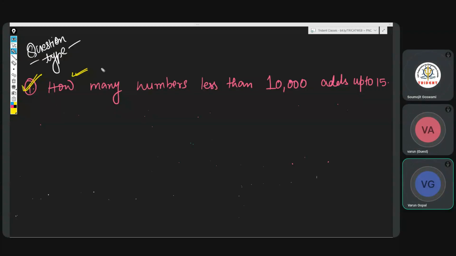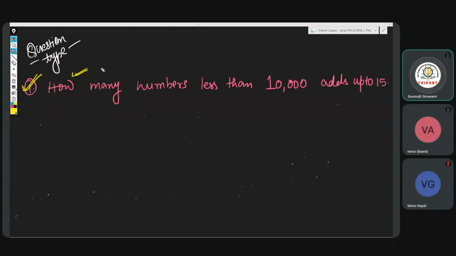Four digits or 5 digits? Think about it. 4 digits only. So if I, let's say, take the unit digit as A, tens digit as B, hundreds digit as C, and so on and so forth, it could be A, B, C, D. Just read the question: how many numbers less than 10,000 add up to 15?